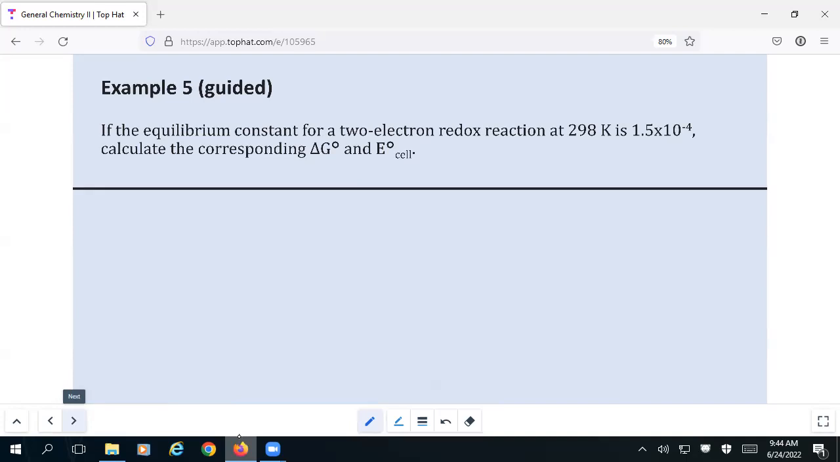If the equilibrium constant for a 2-electron redox reaction at 298 Kelvin is 1.5 times 10 to the negative 4th, what is the value of delta G and E cell? So since we have multiple equations here, we have multiple ways to solve this. Now, for delta G, the most straightforward approach would be to use the equation delta G is equal to negative RT times the natural log of K. That one's kind of the most direct.